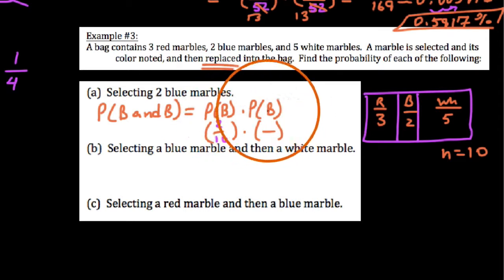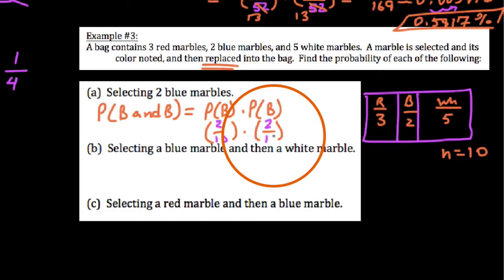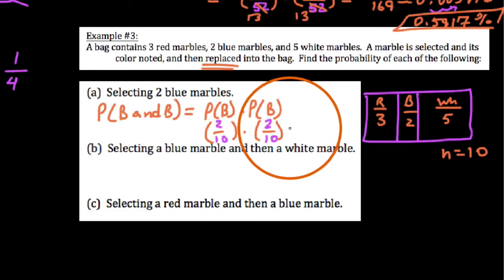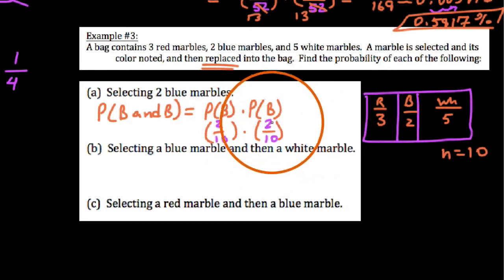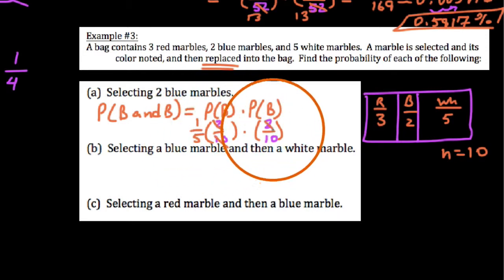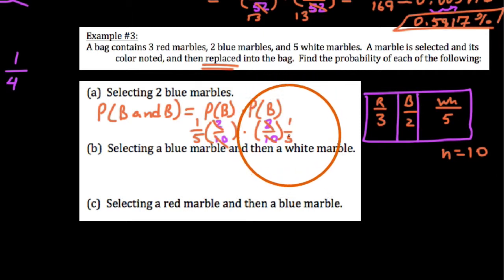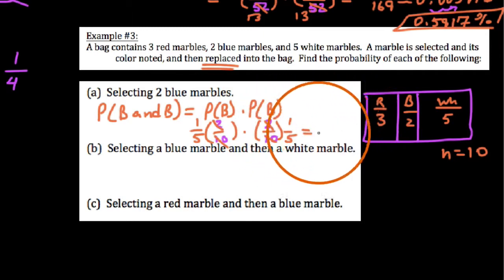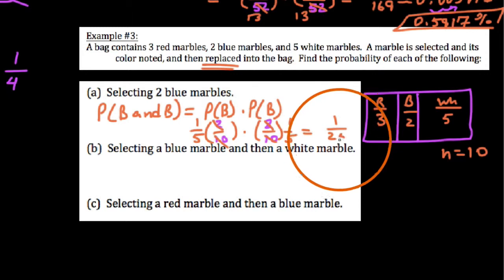And the fact that we put that first marble back means that there are still 2 blue marbles the second time we try, and there are still 10 overall marbles. So again, we could multiply this straight across. We get 4 over 100, but the idea is if you can ever reduce probabilities before you do this, you probably should, no pun intended. So we become 1 in 5 in each of these instances. So 4 out of 100 would be the same thing as a 1 in 25 chance.